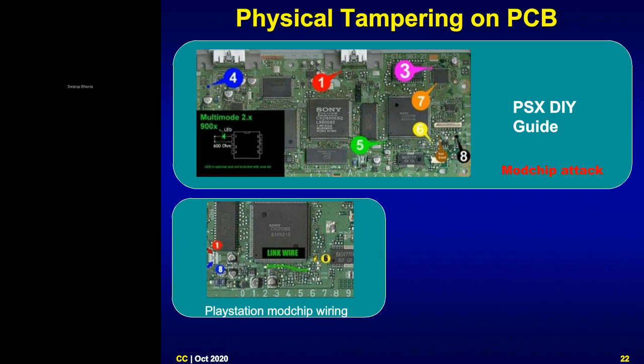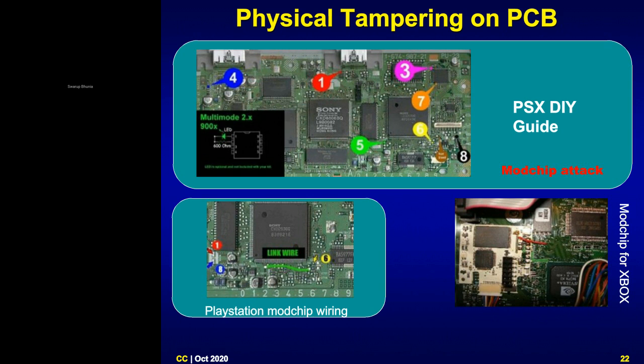Another attack that is becoming very significant for IoT, as I mentioned, is the physical attack. In this case, the attacker is accessing the printed circuit board of the device and can physically modify the printed circuit board.